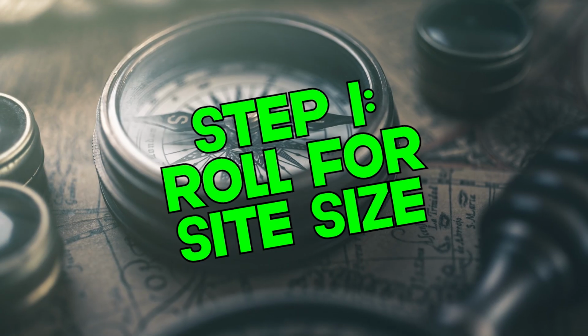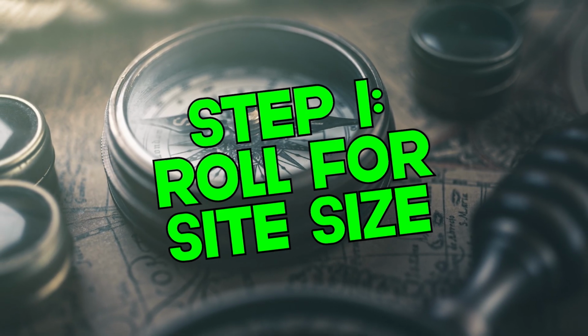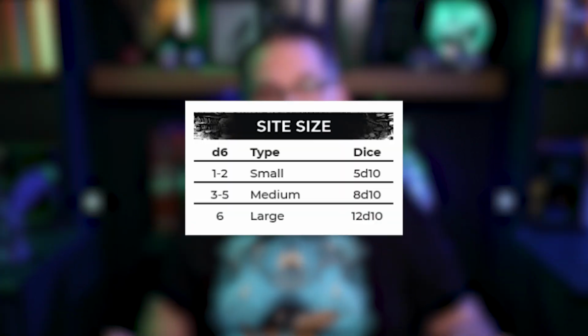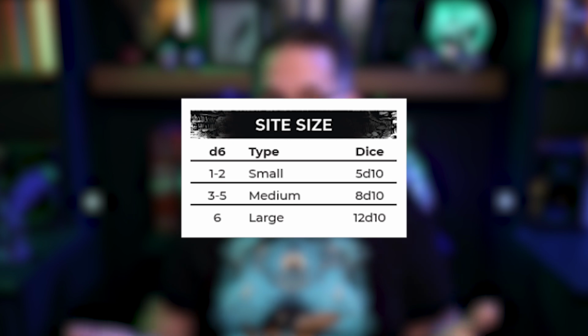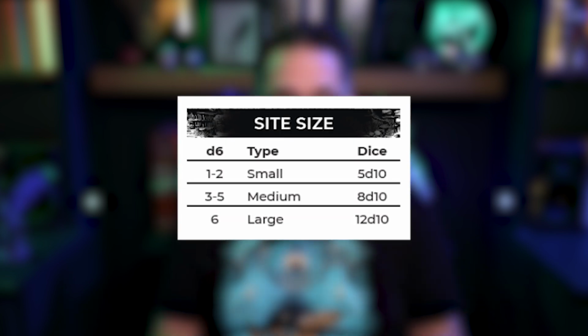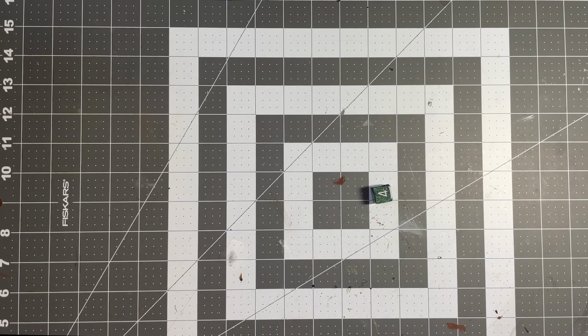Step 1. Roll a d6 on the site size table, or you can choose a size if you have something more specific in mind already, but where's the fun in that? The options are small, medium, and large, and you'll need a handful of d10s depending on what size room you roll. I rolled a 4, which puts me in a medium size site, which means I need 8 d10.